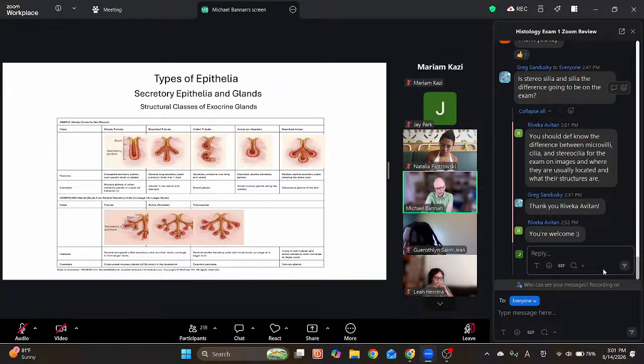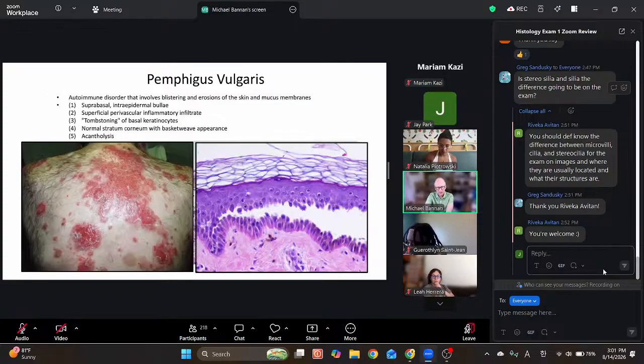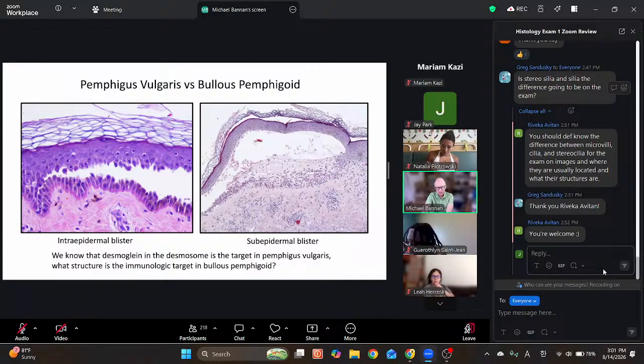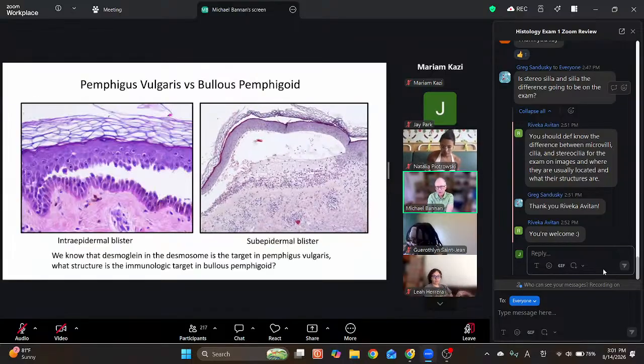Okay, now let's see. I think, did we discuss this? Of course, it is pemphigus vulgaris. I think we already actually discussed this. Okay, so that's pretty much what I have. Does anybody have questions about anything before I move on to week 1?